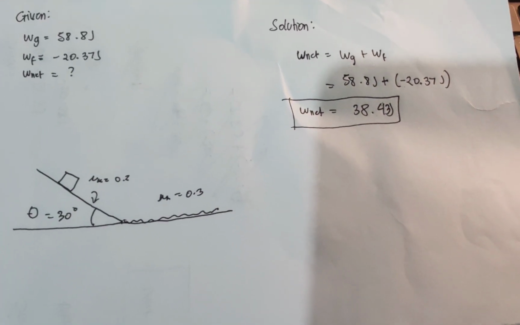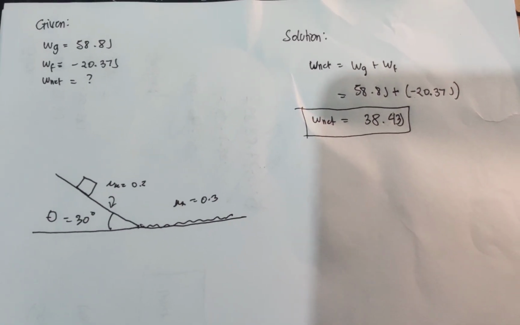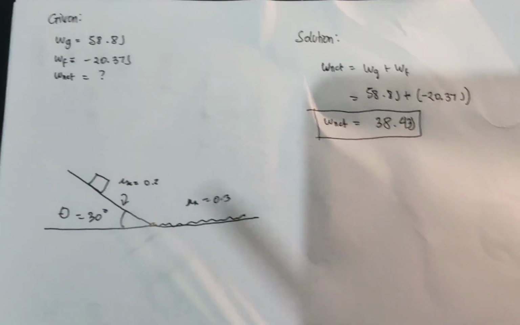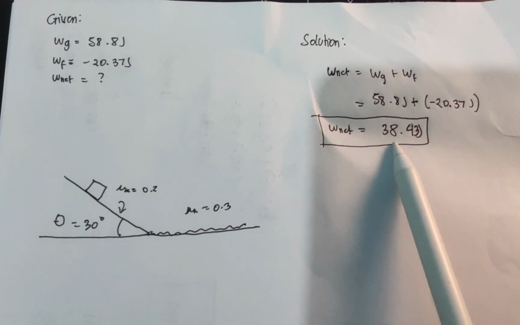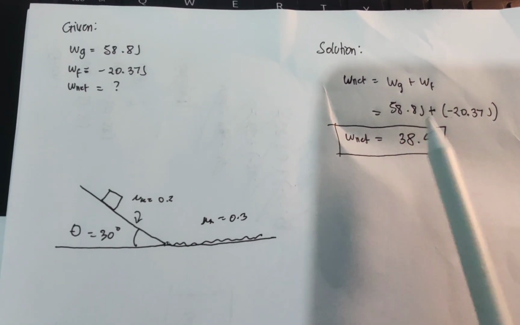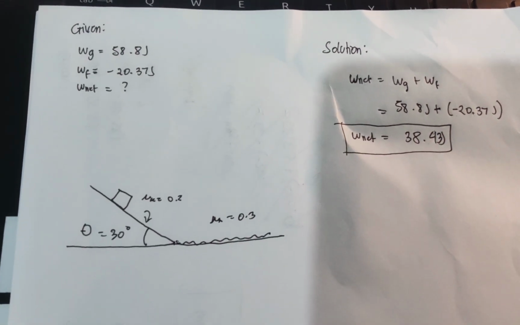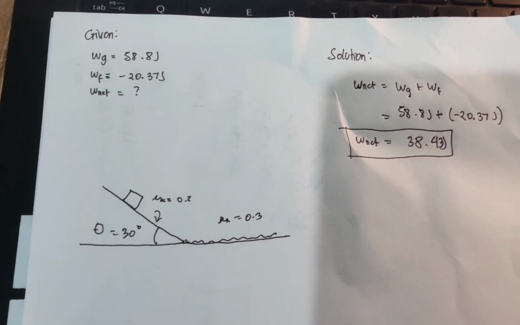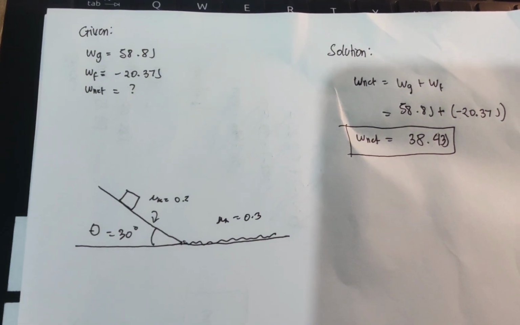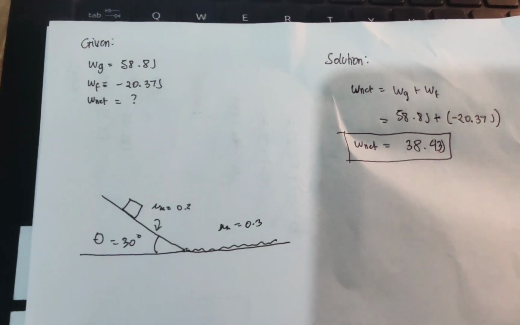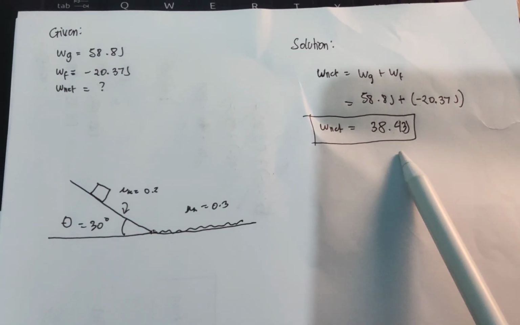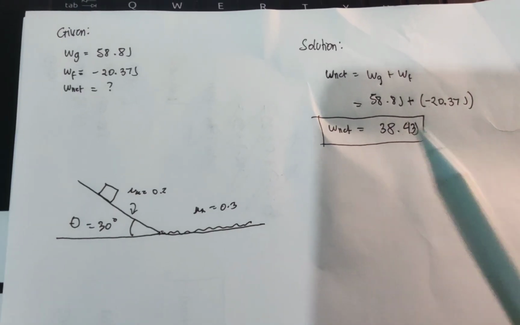So 58.8 minus 20.37 is equal to 38.43. This is the kinetic energy the block has at the bottom. After gravity adds energy, the friction removes some. So that's why 38.43 joules is our kinetic energy.